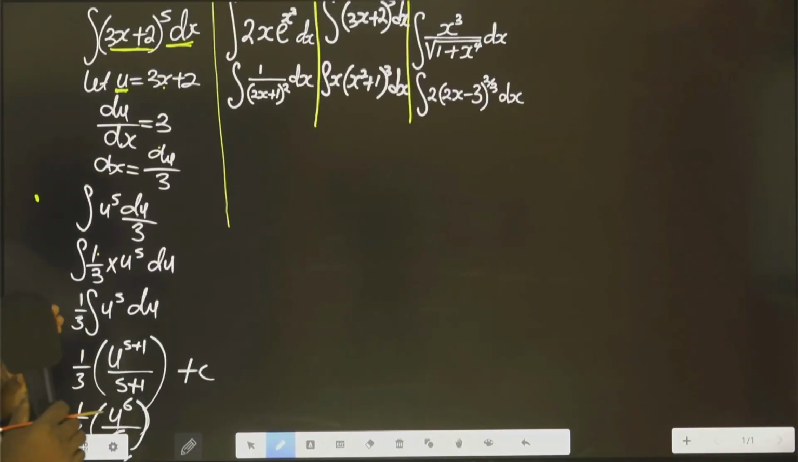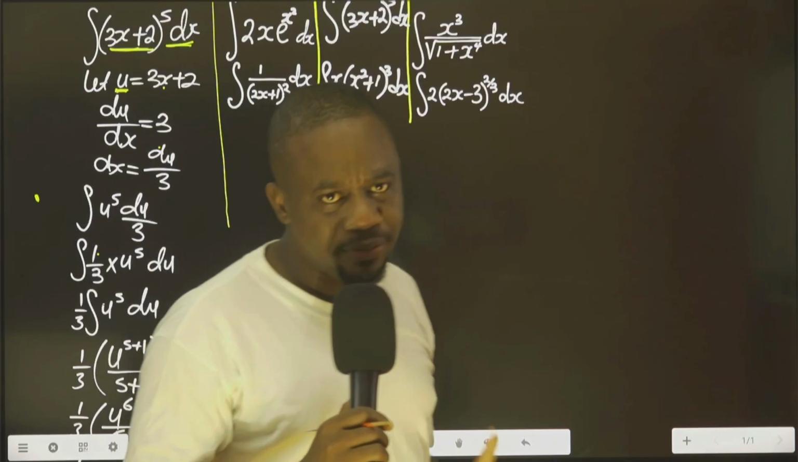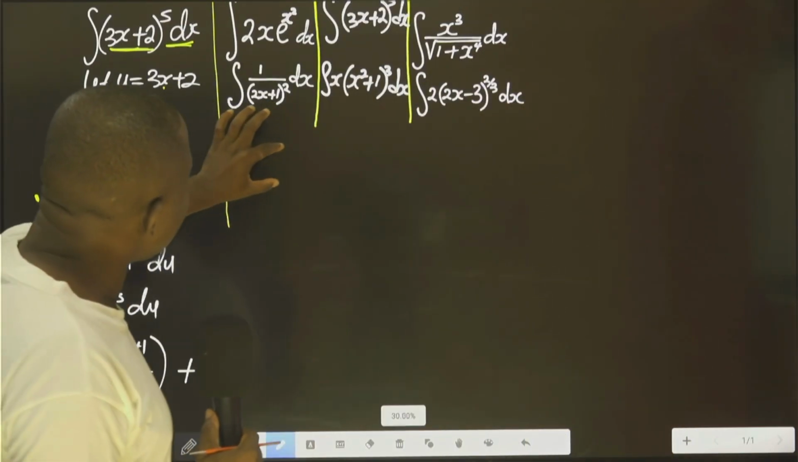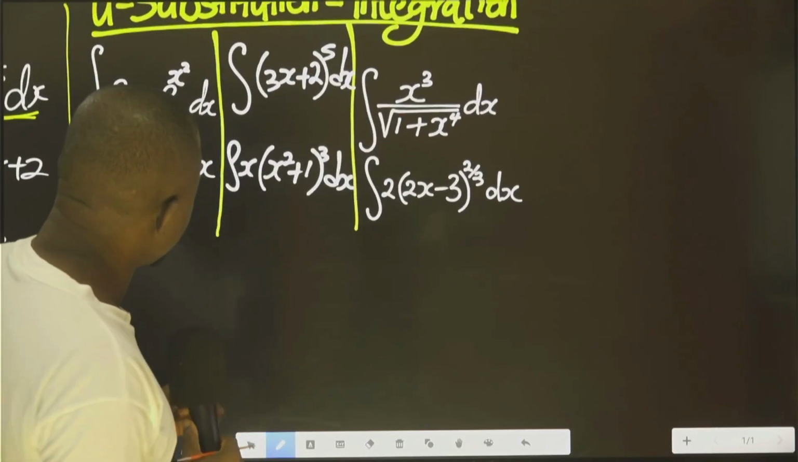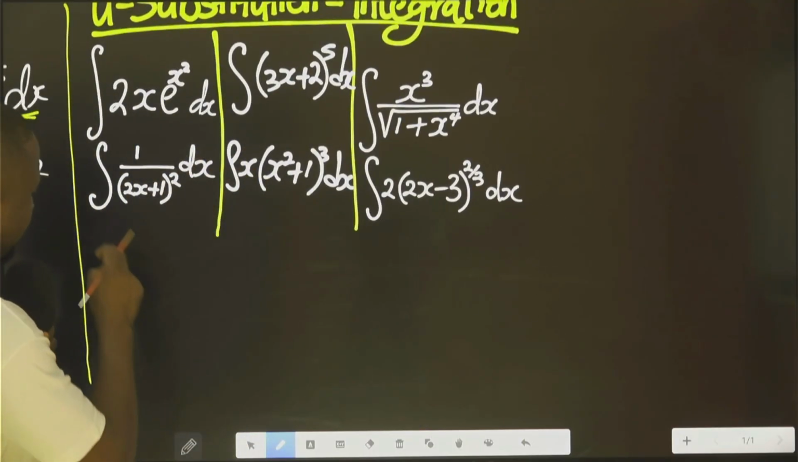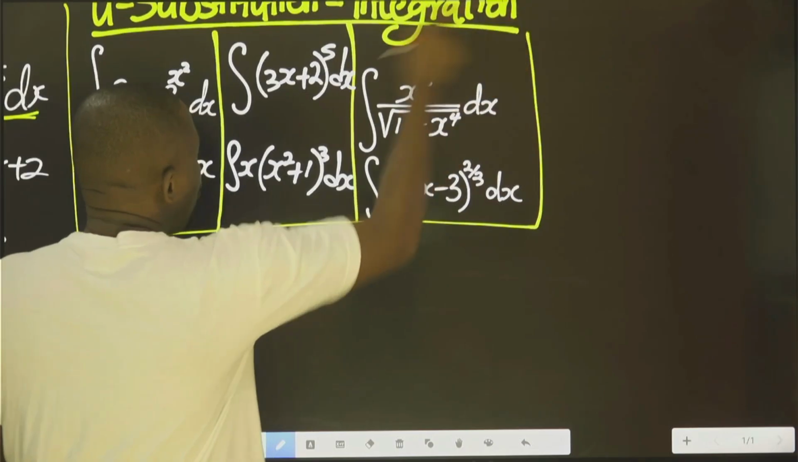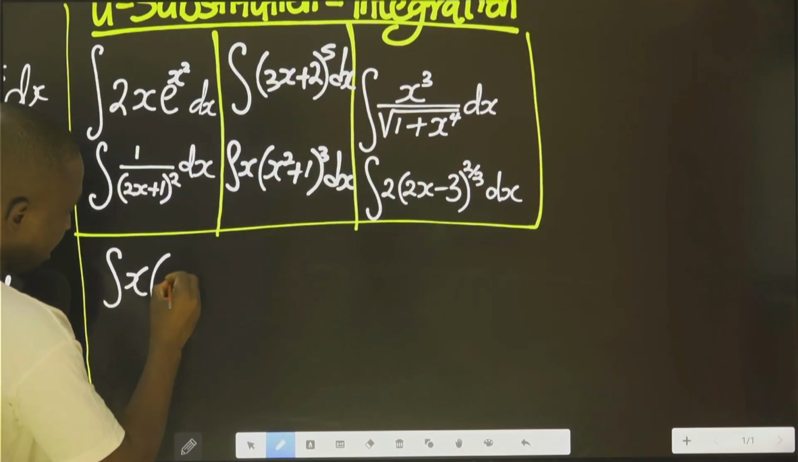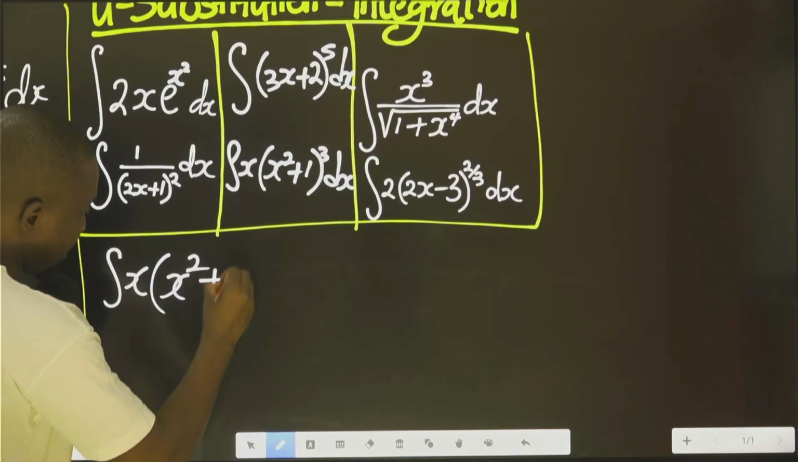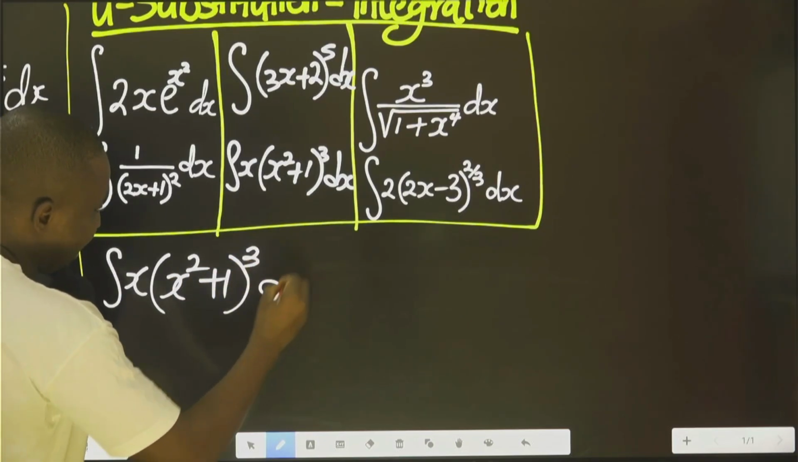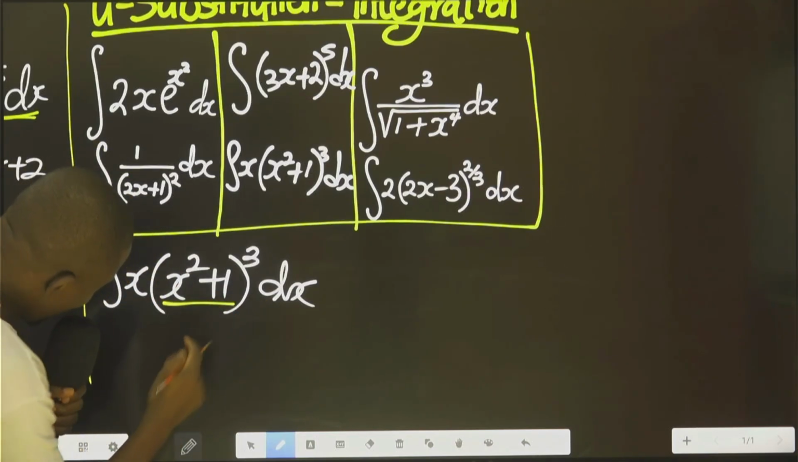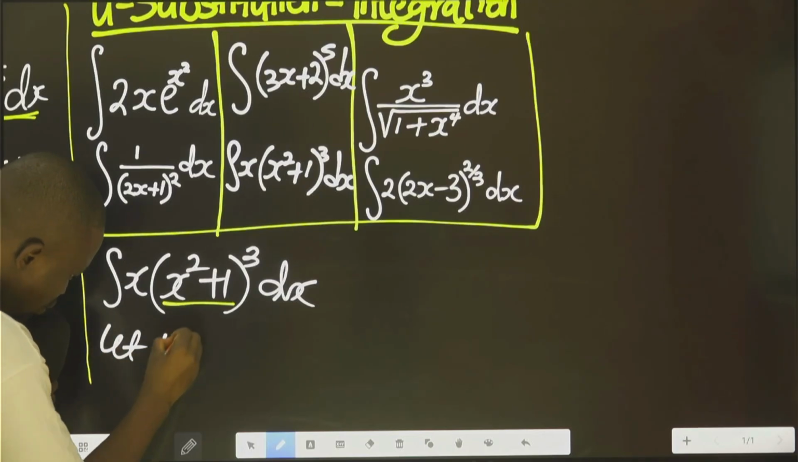Hope you understand the process, just step by step. Now, let's look at this second one. It looks very simple too. I'm going to put the question like this: the integral of (x^2 + 1)^3 times x dx. We need to integrate this. To integrate this, what is confusing us here is this x^2 + 1. We need to say let u be equal to it.